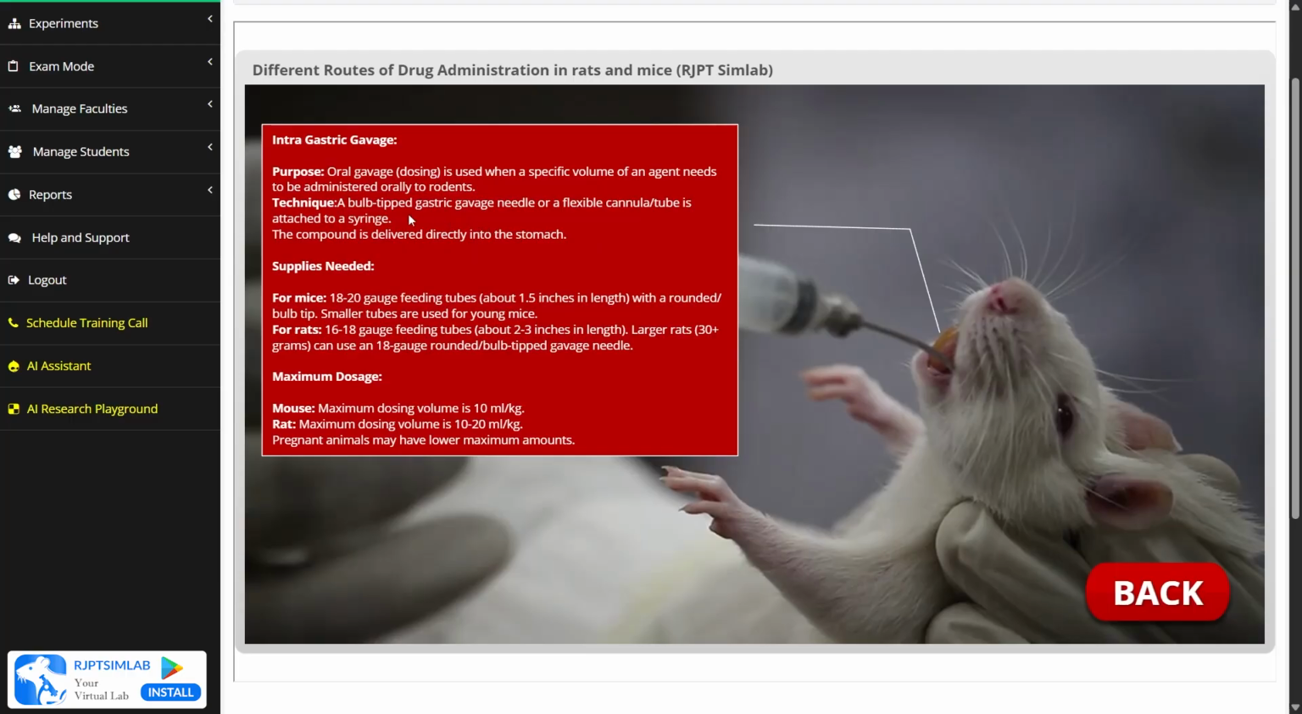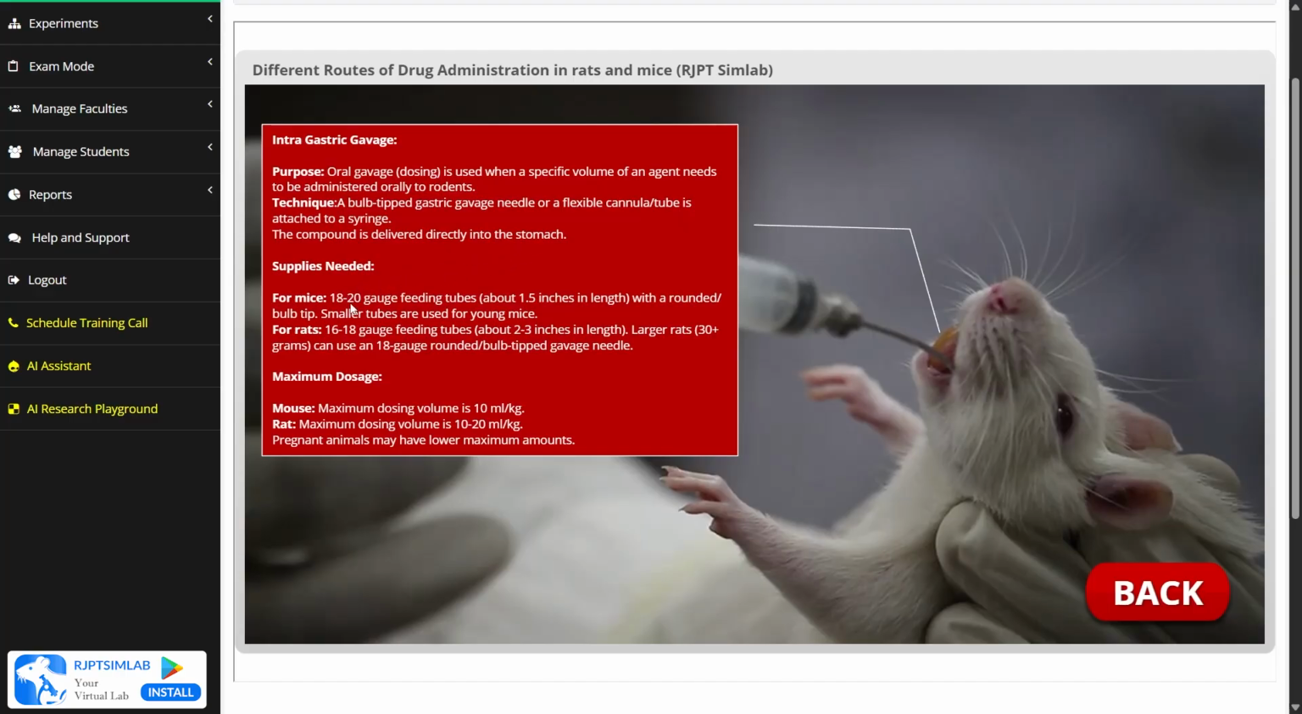This is a needle type, the bulb-tip gavage needle, and there is a second type, which is also known as a flexible cannula tube, which is attached to the syringe. It is flexible so that it easily inserts inside the gastric tract, and the drug is directly delivered inside the stomach.